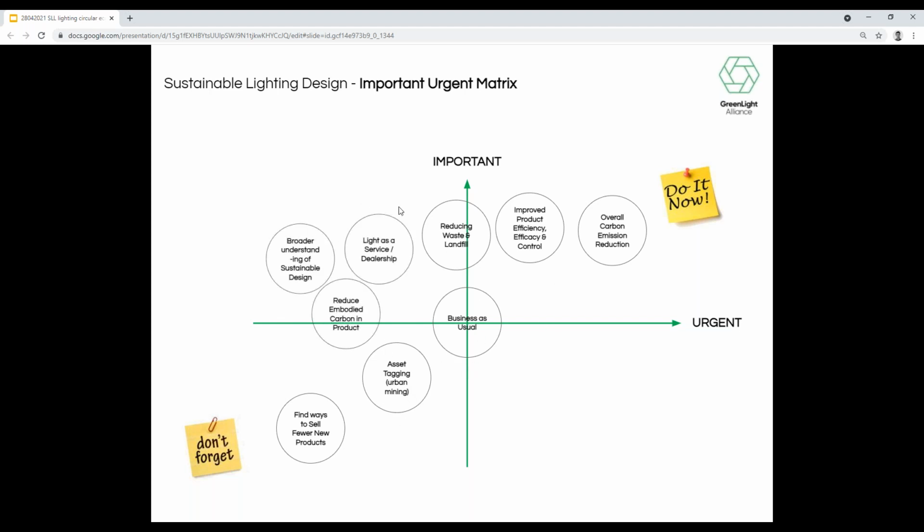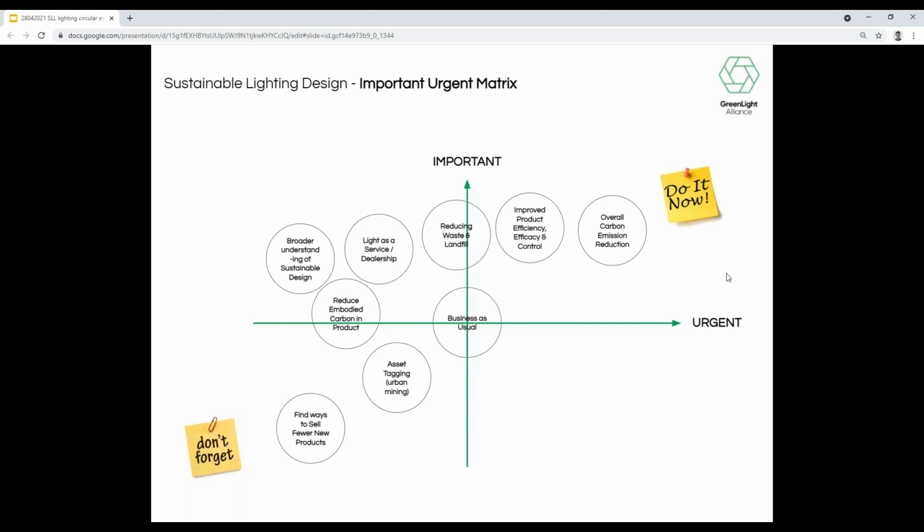On the left here, we have things which we know are important, but they've not yet become urgent. So the broader understanding of sustainable design, and that's something that the Green Light Alliance is looking to help share and make a bit more digestible for people. The lighting as a service and dealership model, again, I think there's acceptance that that's a route forward, but it's not become urgent yet. And reduced embodied carbon in the products.